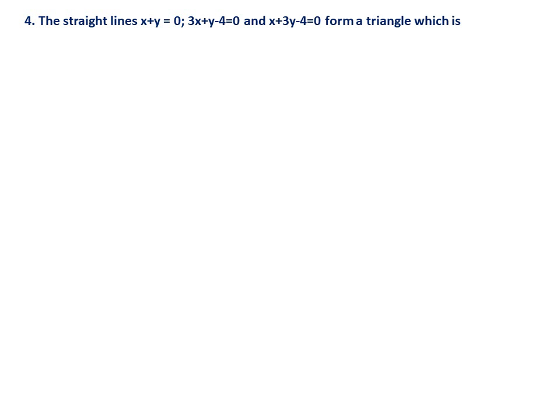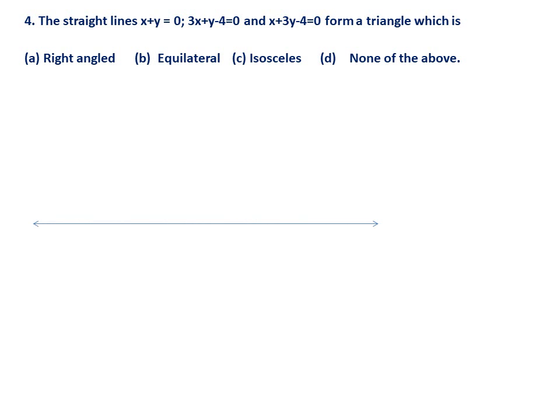The straight lines x plus y equal to 0, 3x plus y minus 4 equal to 0 and x plus 3y minus 4 equal to 0 form a triangle which is, see here, the best method in such cases is drawing the diagram, because you can also find it algebraically. That is one method. You can solve the equation x plus y and 3x plus y minus 4 equal to 0. You get 1 point. Similarly, for the other two straight lines, 1 point. The first one and the last one, 1 point. So, totally 3 points you get. Those will be the vertices of the triangle. Then you can find it, but that is very lengthy.